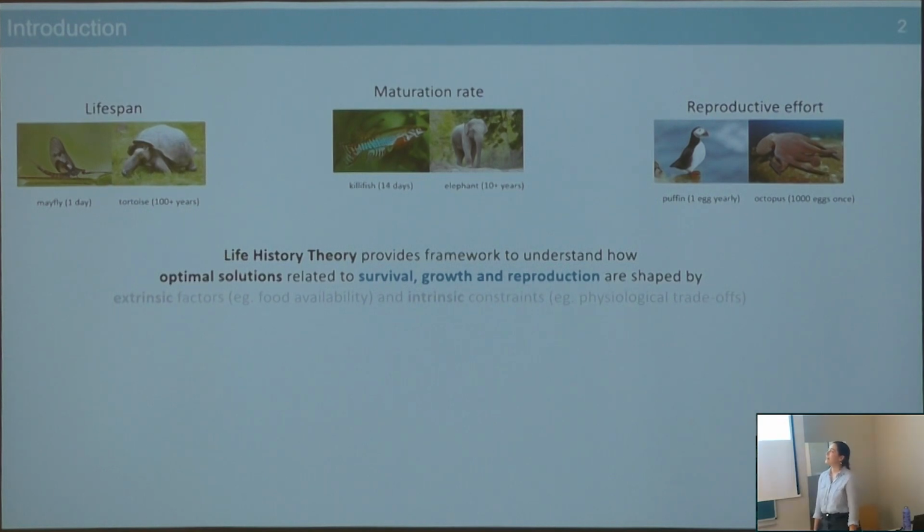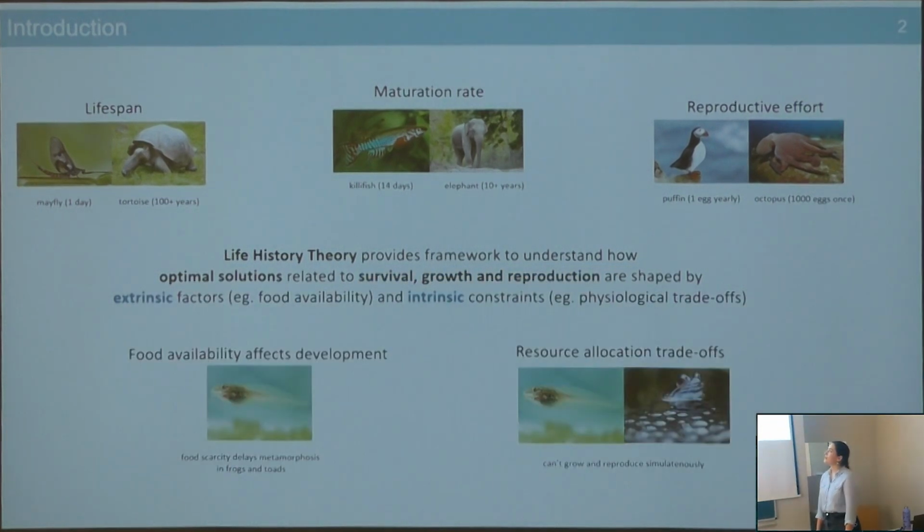So as an example, there are very different optimal solutions that organisms adapt in terms of, for instance, their lifespan. Adult mayflies only live for about a day, whereas tortoises can often live longer than 100 years. We also see very different optimal solutions related to growth, such as the rate at which organisms mature. And we also see very different solutions in terms of reproduction, such as some species reproducing multiple times in their lifetime but at lower effort, versus other species just reproducing once but at very big effort. And all of these life history traits are influenced by extrinsic factors. For instance, food availability can affect development rates, for instance in amphibians. And they're also underlined by intrinsic constraints, such as allocating energy between competing behaviors, such that you can't both grow and reproduce simultaneously.